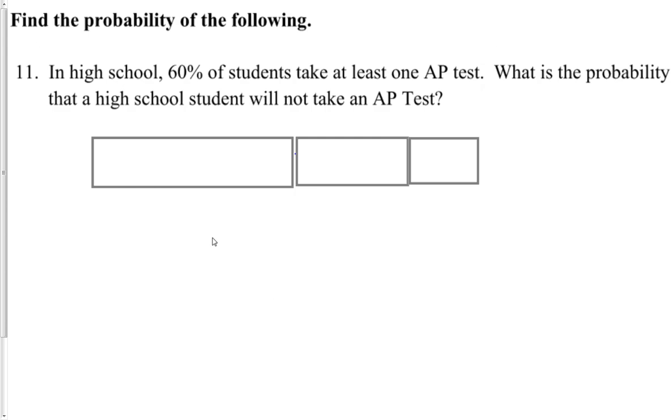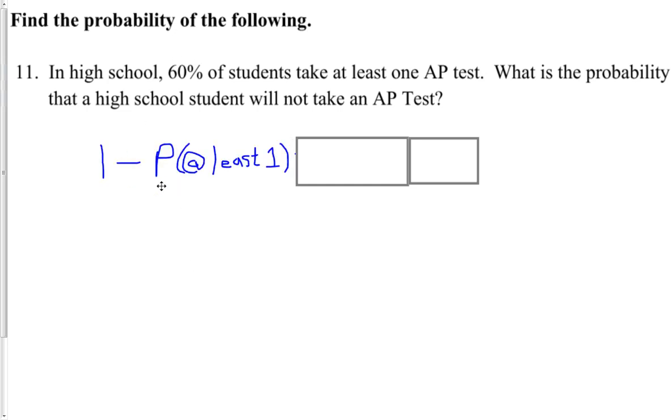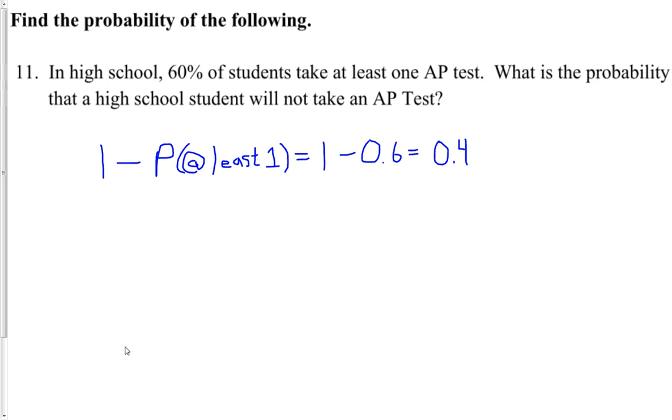Next, in high school, 60% of students will take at least one AP test. What is the probability that a high school student doesn't take a test? Well, that's going to be 1 minus the probability that they take one or more tests, right? So 1 minus the probability of at least one, because that counts for people who take one or two or more, gives you 1 minus 0.6, gives you 0.4 is our probability.